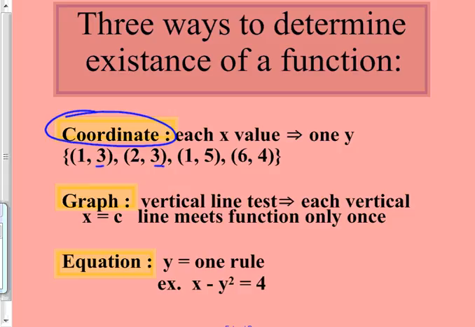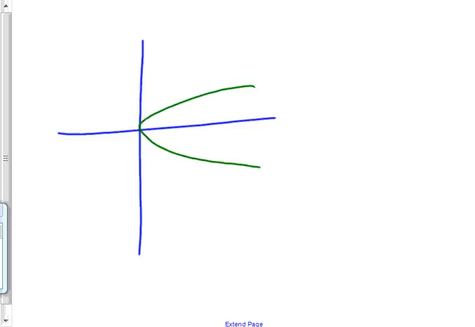Do you remember the whole vertical line test? That's another way to tell if you have a function. We talked about this one the other day. It was cool because it had what kind of symmetry? X-axis symmetry. And it was not y equals x squared. It was x equals y squared. Is that a function? No.